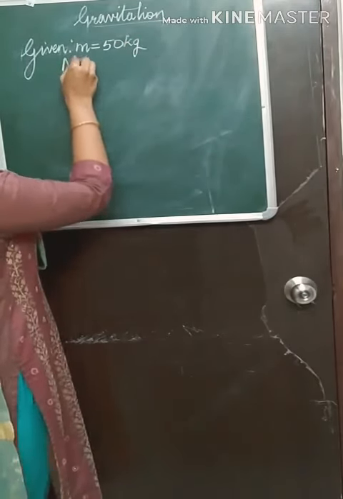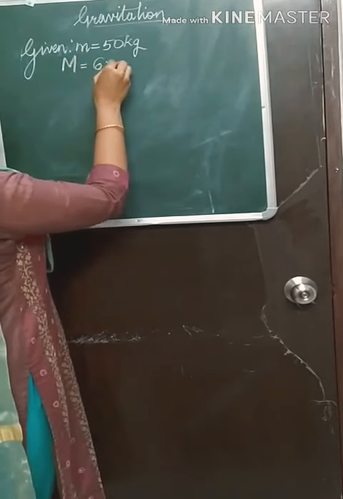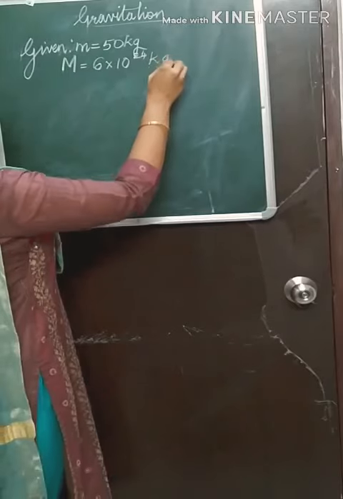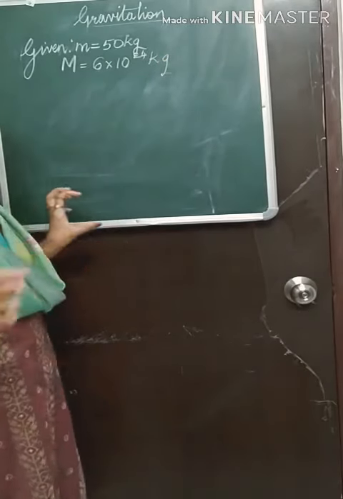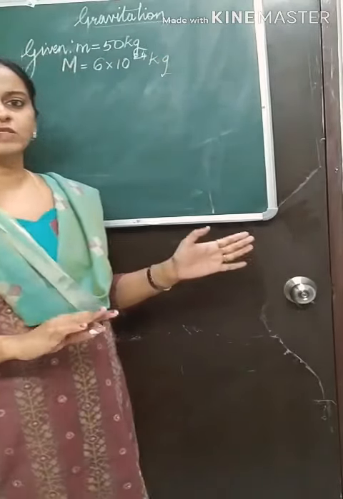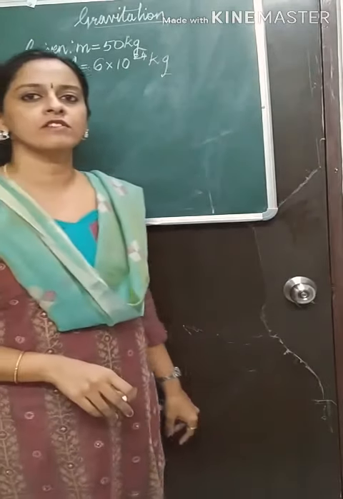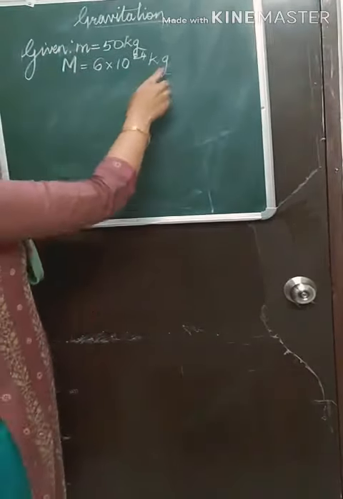Mass of the earth is 6 into 10 raised to 24 kg. Now the 6 is actually 5.9, but for numericals to be solved in an easier way, we will round it off and take it as 6 into 10 raised to 24 kilogram.